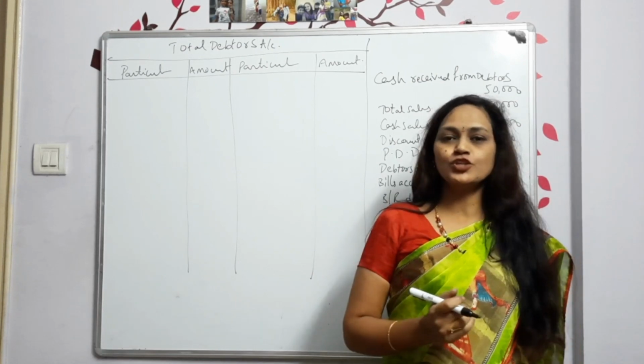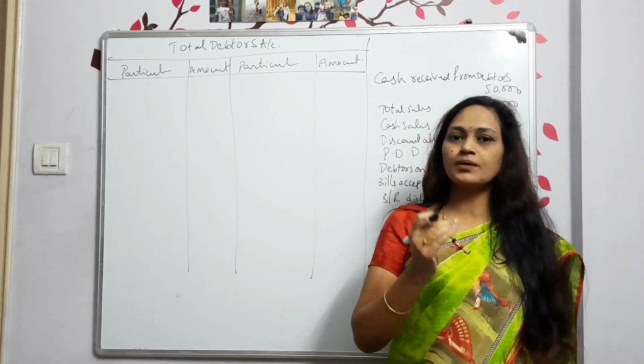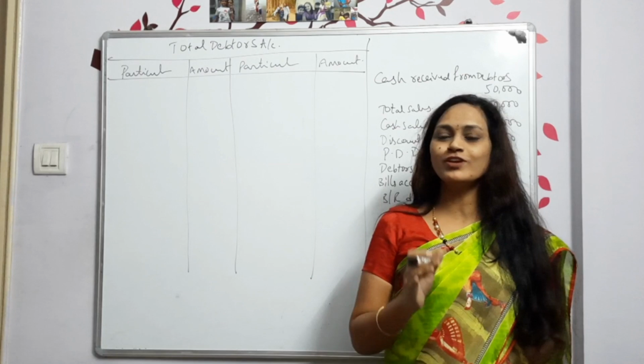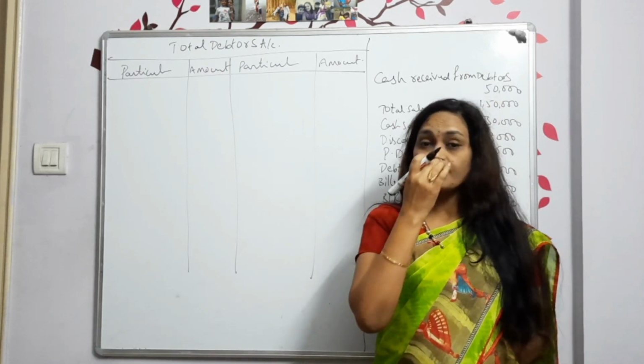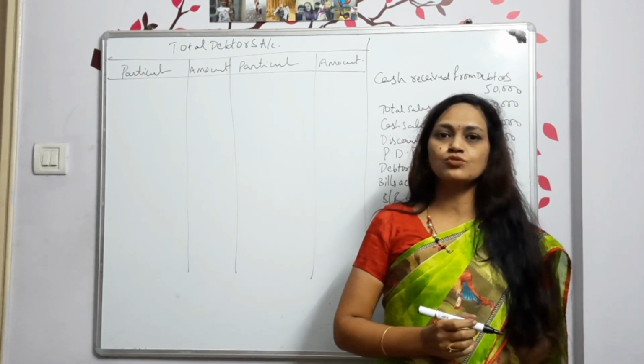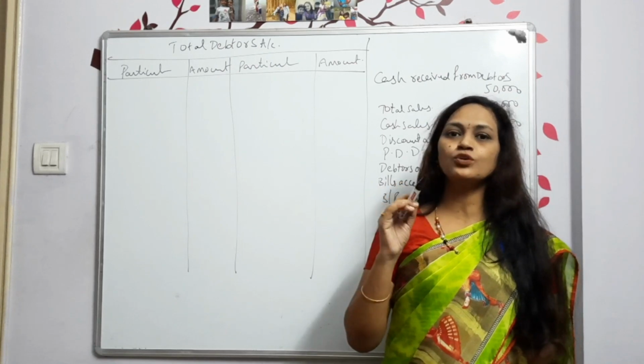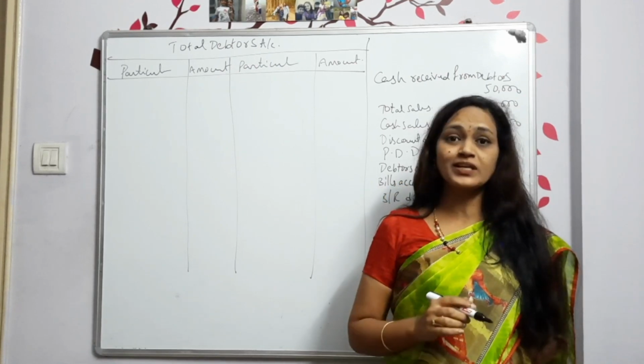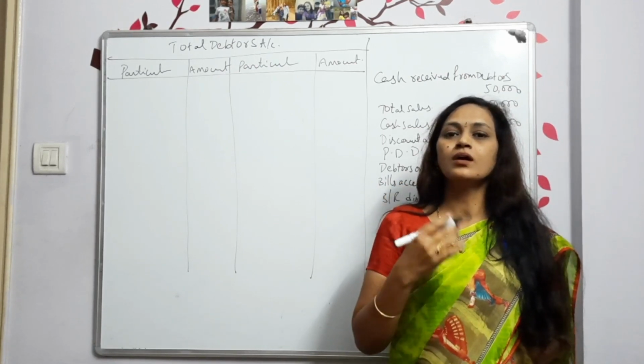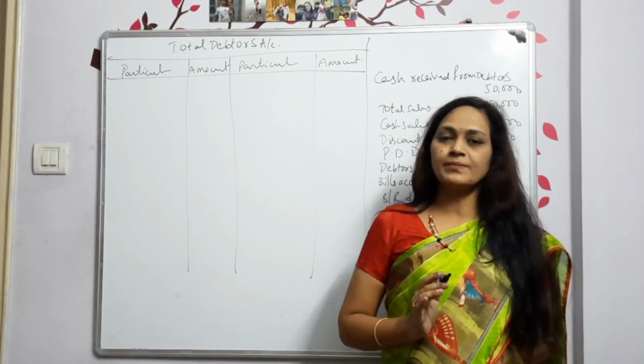We have entered into accounting for incomplete records, right? In that, first let us find out some of the missing figures. Today we are preparing the total debtors account and total creditors account, and from there, how to find out the missing values.